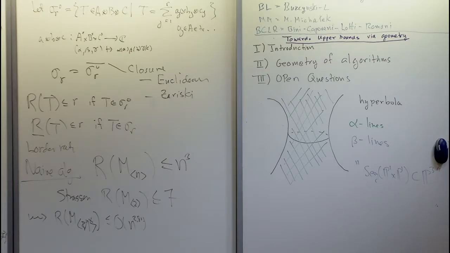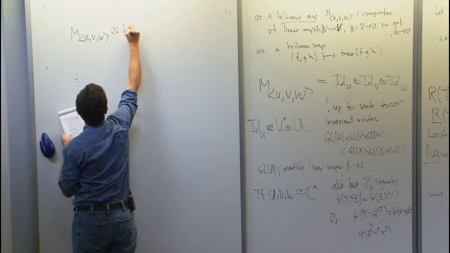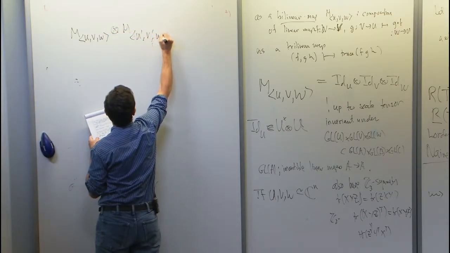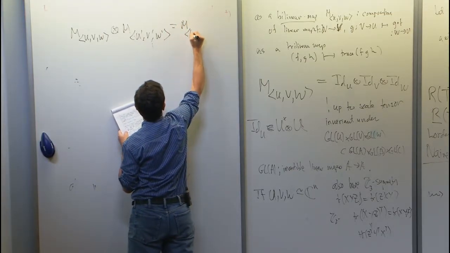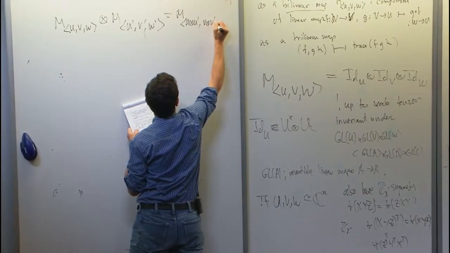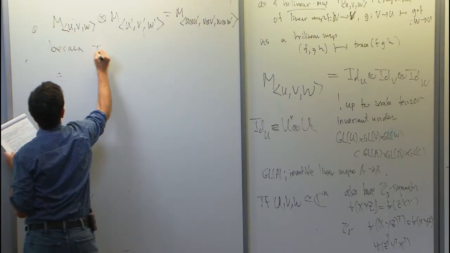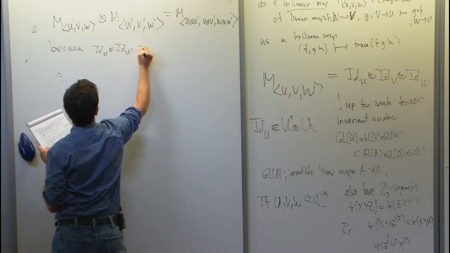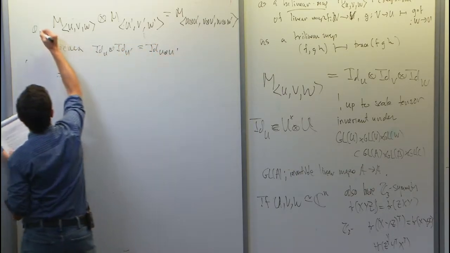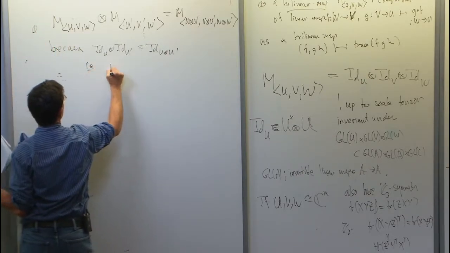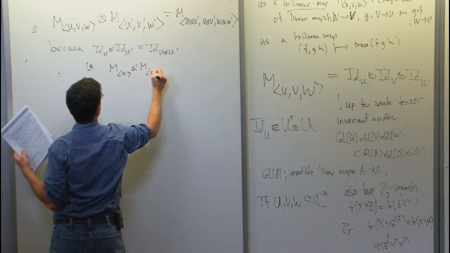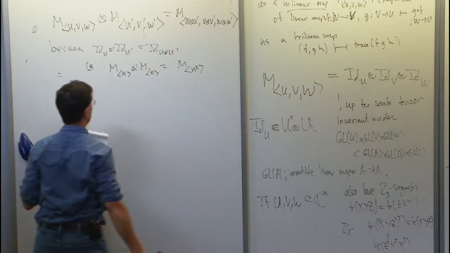I'm not going to give a proof of Strassen's algorithm, which is an algorithm, but just remind you why it propagates. Because the matrix multiplication tensor M_{U,V,W} tensor M_{U',V',W'} is equal to matrix multiplication M_{U⊗U', V⊗V', W⊗W'}, because the identity on U tensor the identity on U' is the identity on U tensor U'. So this is the first ingredient to the proof, i.e. M_n tensor M_n equals M_{n squared} as a tensor.